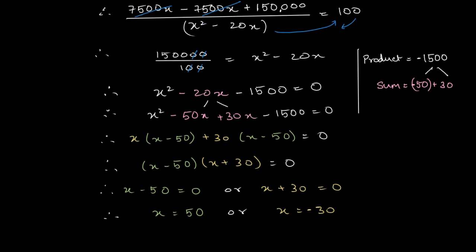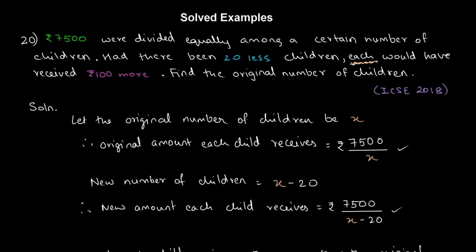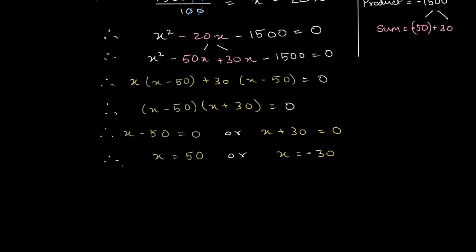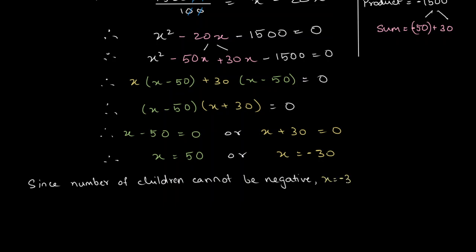Right. Let's just quickly check back and see what exactly does x represent, so that we know if both the answers are valid or not. The original number of children is x. So the number of children, remember, cannot be negative. I cannot have minus 30 or negative 30 children. So this value here has to be rejected. Since number of children cannot be negative, x is equal to minus 30 is rejected. And this gives me the final value for x, right? So therefore x is equal to 50.